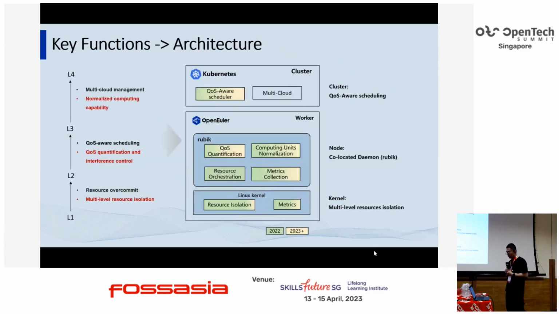We have these functions, and we have this architecture. On the upper part is Kubernetes in this cluster. openEuler as a worker node is located in the lower part. It is built on the Linux kernel, as I mentioned before. Then Rubik is deployed as a DaemonSet in this Kubernetes cluster. It provides different kinds of capabilities. That's our architecture. You can see in this timeline that we have finished part of them, and we'll try to build more next year.